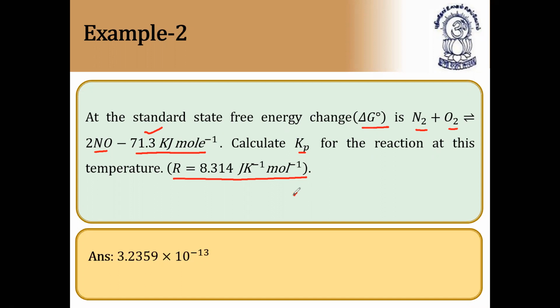So we know the formula delta G is equal to minus 2.303 RT log Kp or Kc. From this you can find it easily. Since delta G is given, R is given, and T is given, R is equal to 8.314. At standard state, the temperature will be 273 kelvins.